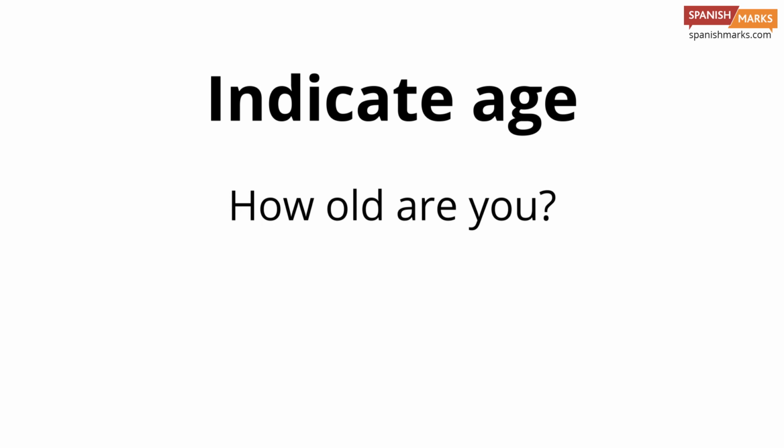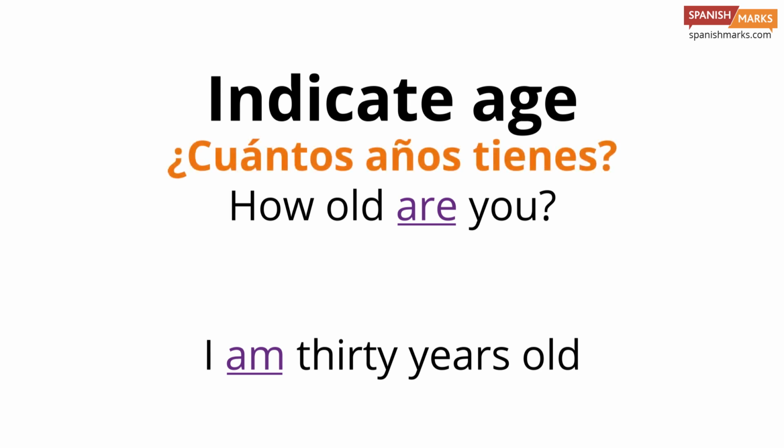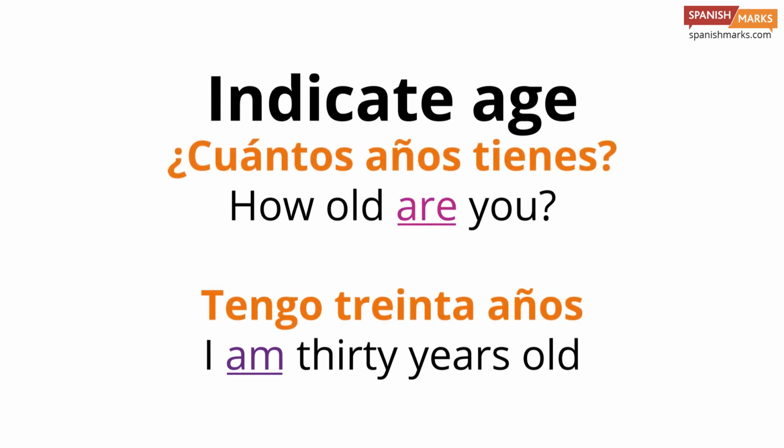Indicate age. Let's look at these two examples when related to age. How old are you? I am 30 years old. Notice how in English you have to use the verb to be. Well, in Spanish, the translations would be ¿Cuántos años tienes? Tengo 30 años. You use the verb tener when indicating age.